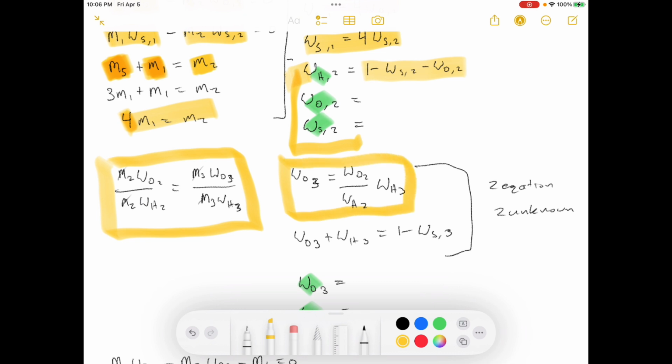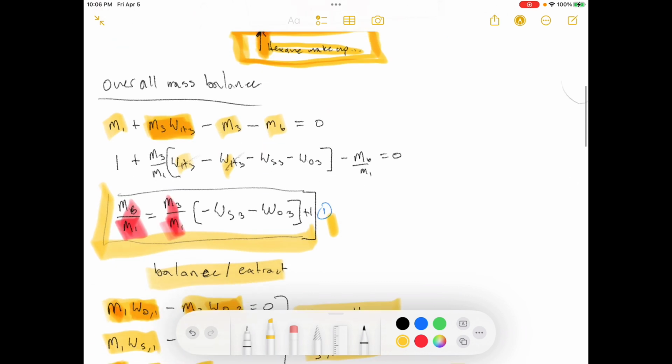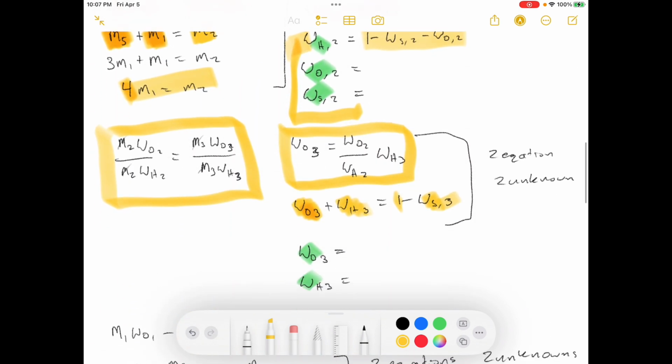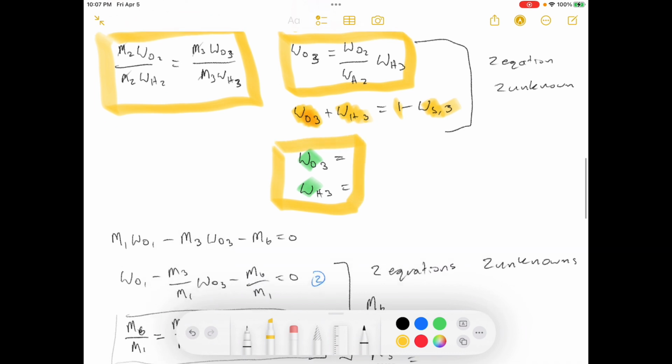And then we also know the oil, the process variable spec, right? So we know that the oil plus the hexane is equal to 1 minus the total amount of solids, and they gave us the solids, so we know that. So now we have 2 equations, 2 unknowns. You can solve them by substitution or whatever you want. And now we know what all of the weight fractions are in stream 3.